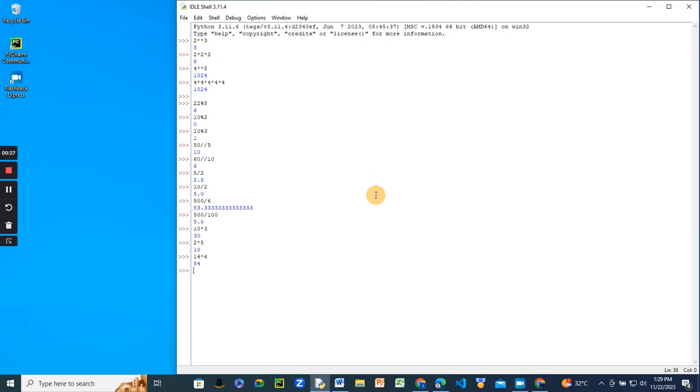So now another one is subtraction. Just say 5 minus 2, 10 minus 5. The last one is addition. So say 2 plus 2, say 5 plus 5, say 2 plus 6. So my people, that is our arithmetic operators in Python programming language.